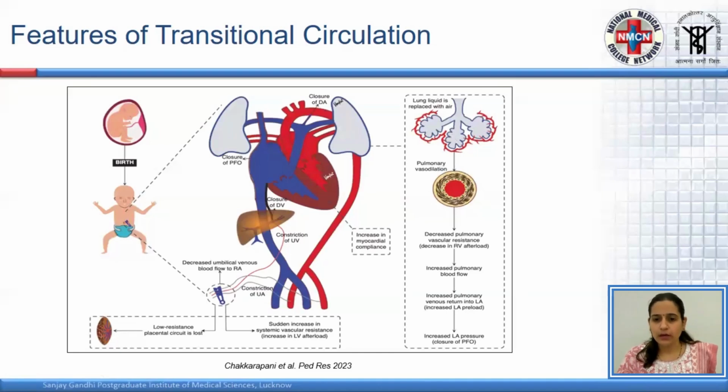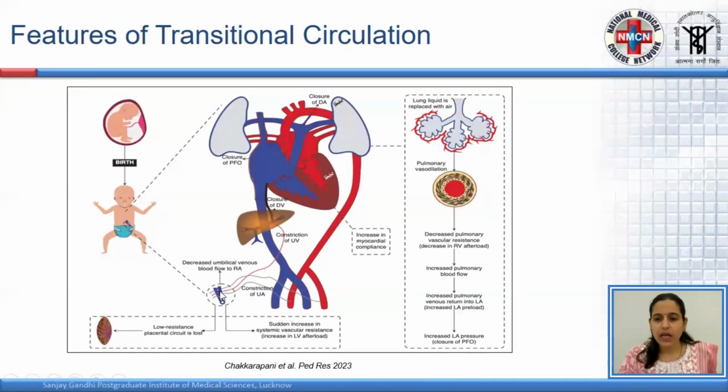So, with the replacement of the lung liquid with the air, there occurs pulmonary vasodilation. This room air coming with 21% oxygen acts as a very strong pulmonary vasodilator, leading to a decrease in the pulmonary vascular resistance, which was very high in the fetal life, hence improving the pulmonary blood flow and increasing the pulmonary venous return. So the pulmonary veins will now be carrying the blood from lungs into the left atrium.